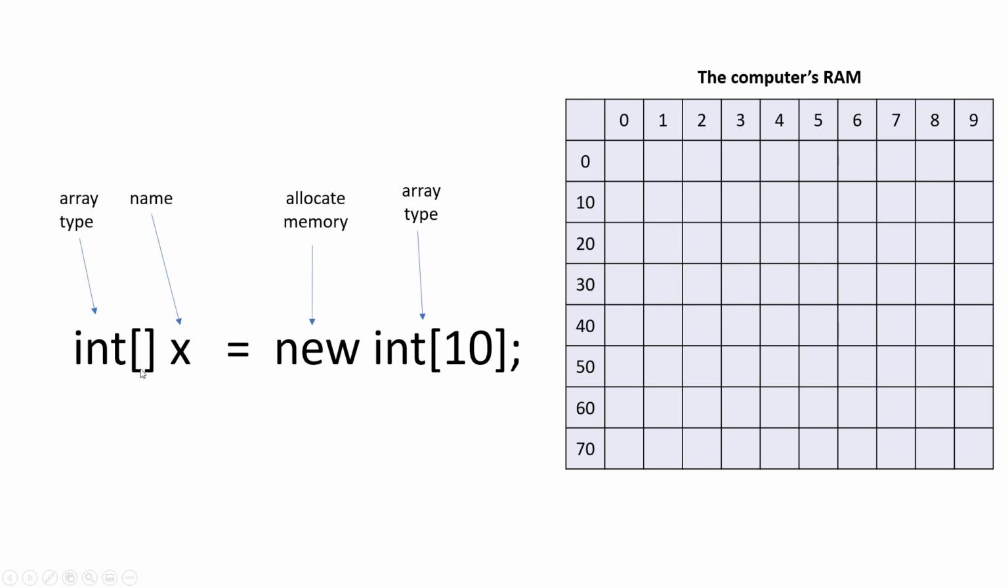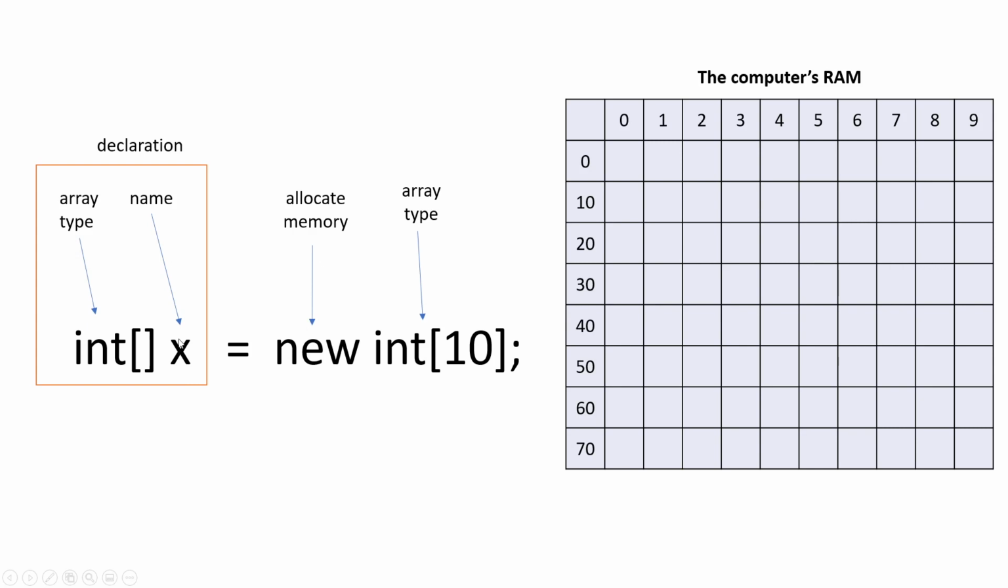The number of integers that I want to store isn't written on the left hand side of the equals sign, but we do see it on the right hand side of the equals sign. So in this example, I'm saying that I want to store 10 integers. So the left hand side of the equals sign is still the declaration, just like in the first example we looked at.